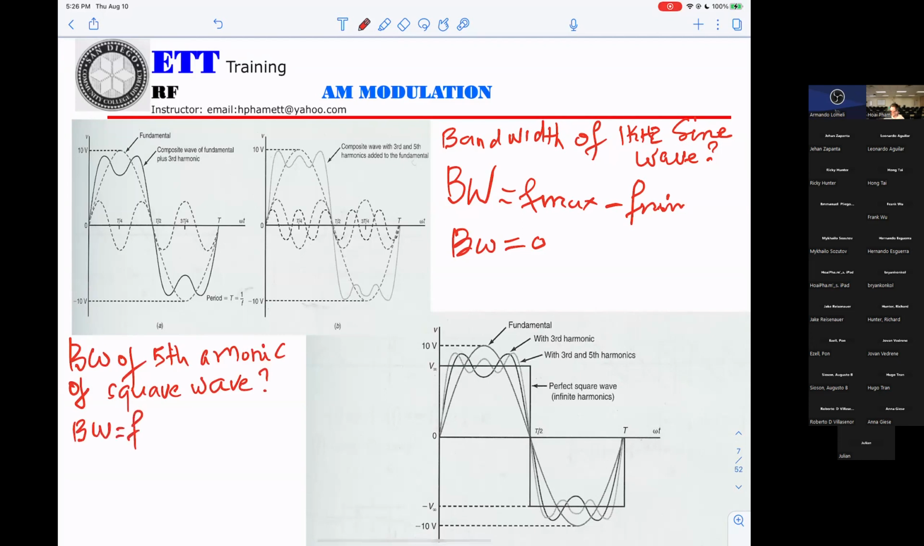F maximum, F minimum. What does the bandwidth equal? Of 1 kilohertz.